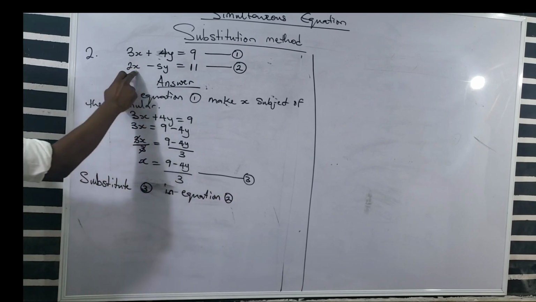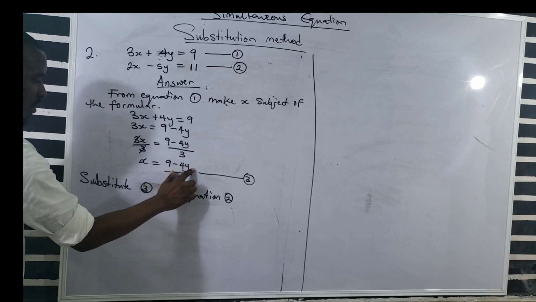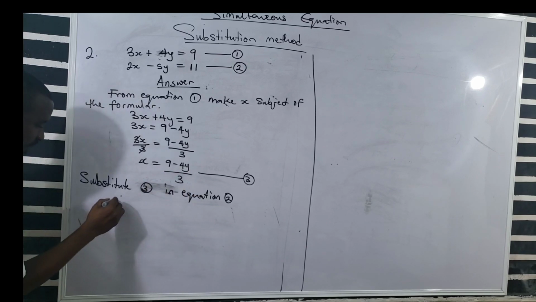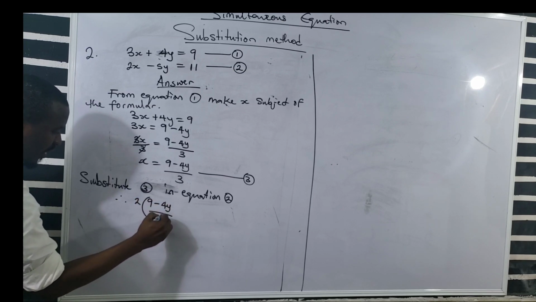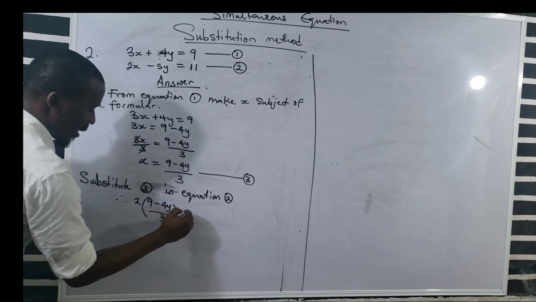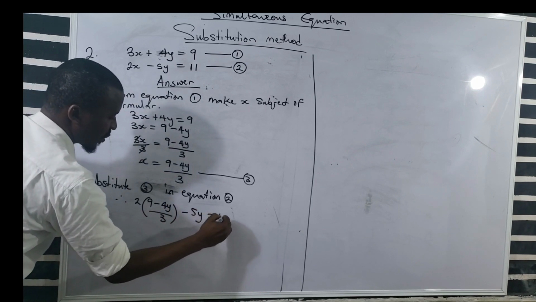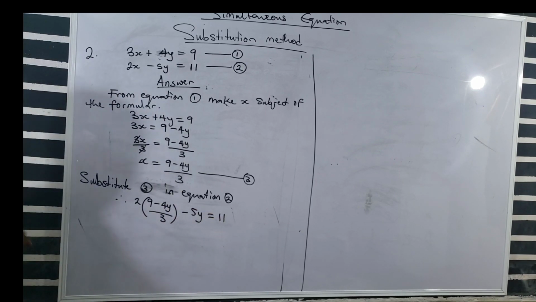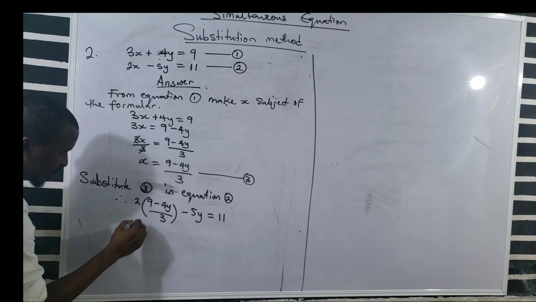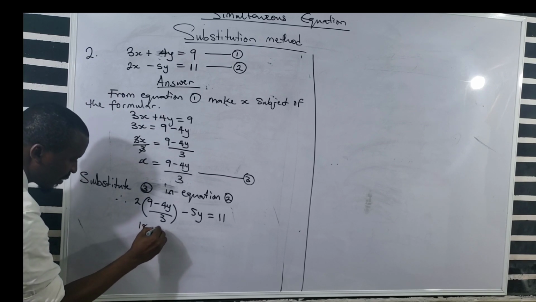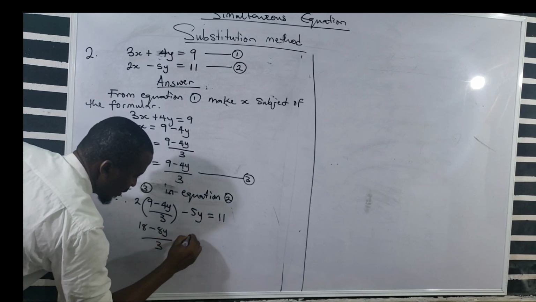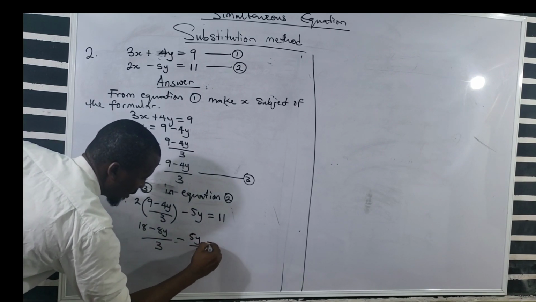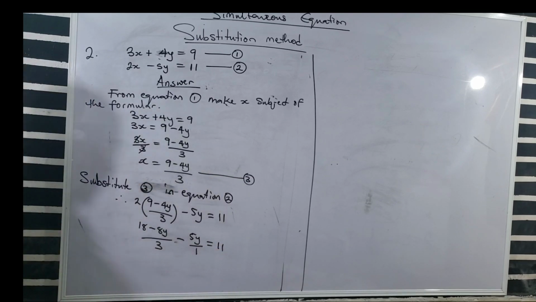So anywhere I see x now, I'm going to write 9 minus 4y over 3. So that will give me 2 into 9 minus 4y over 3 minus 5y equals to 11. Okay, so the next thing to do is to solve this. So that will give us 18 minus 8y over 3 minus 5y over 1 equals to 11. So we need to solve for y.